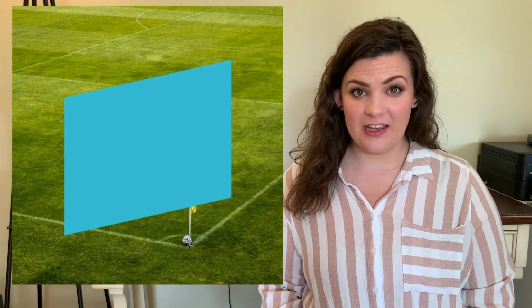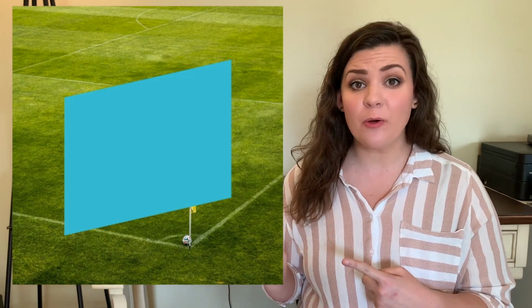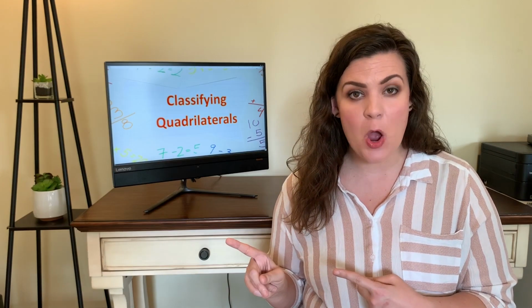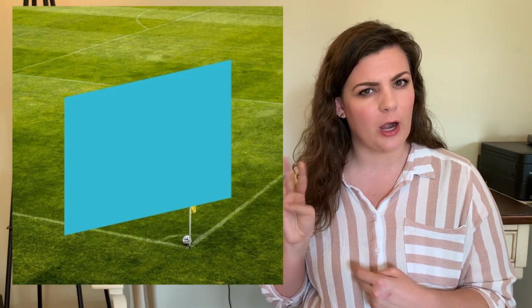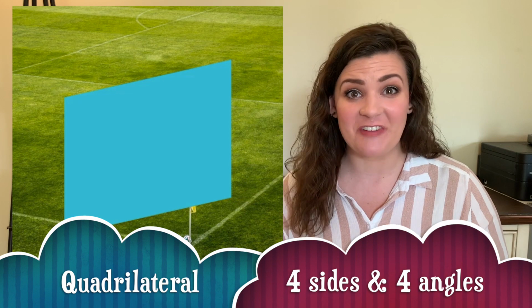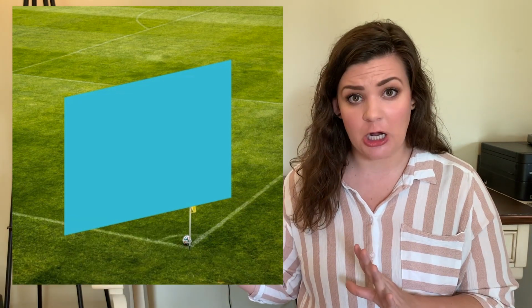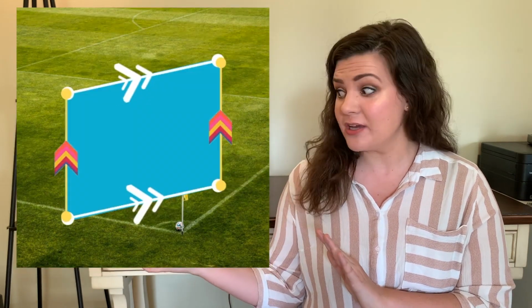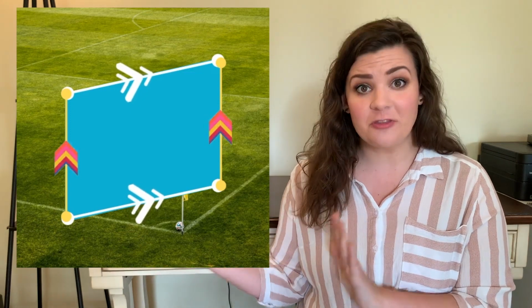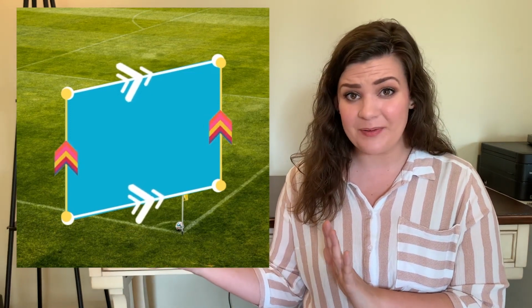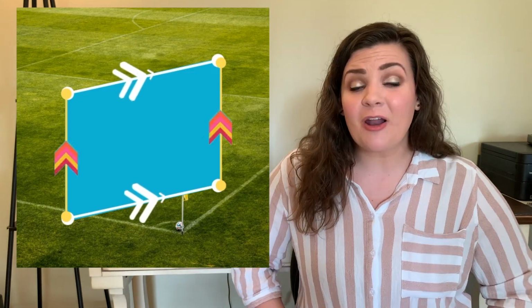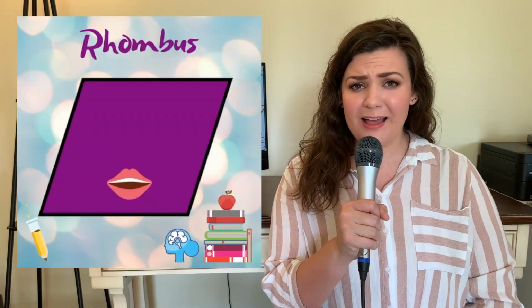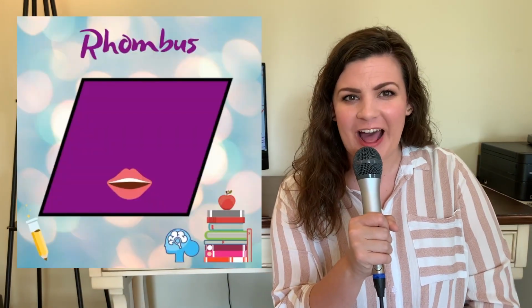It's your turn again. Take a look at this polygon. First, I want you to count how many sides and angles it has. Did you say there are 4? Awesome. What polygon has 4 sides and 4 angles? A quadrilateral. Very good. Now look a little bit closer. Let's see how many pairs of parallel sides this quadrilateral has. How many do you see? Did you say 2? Fantastic. Are those 2 pairs of parallel sides equal in length? Did you say yes? Awesome. So not only is this polygon a quadrilateral, but it's also a parallelogram. Let's meet the third member of the quadrilateral family.